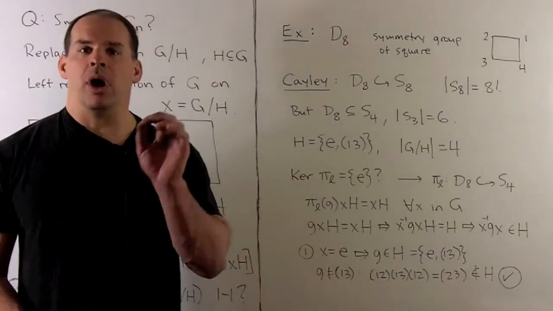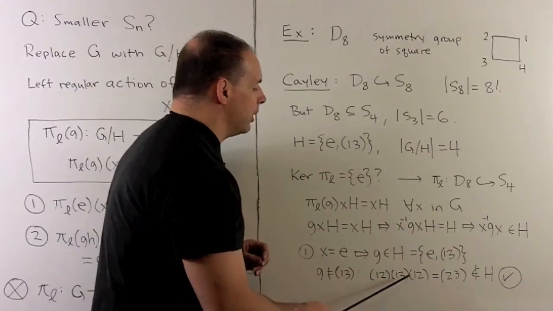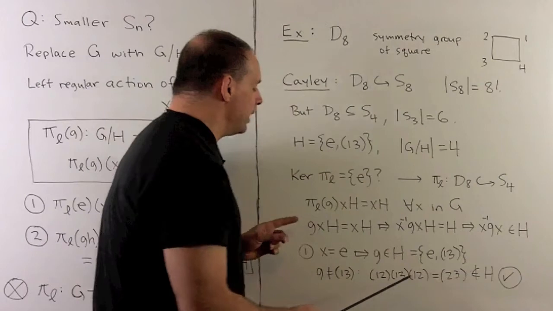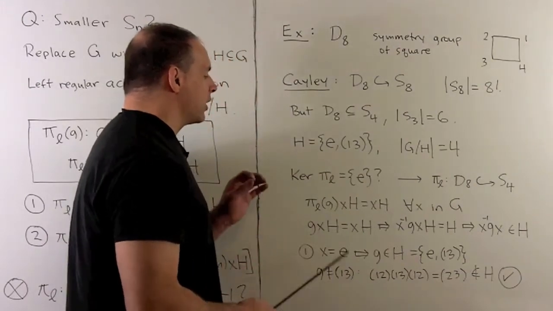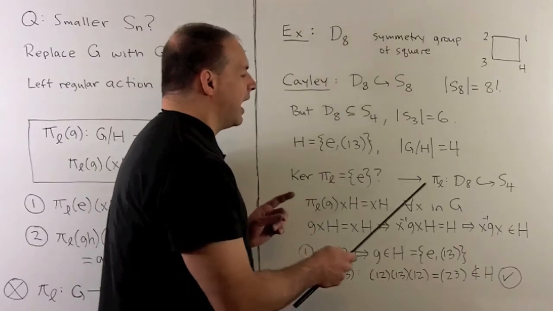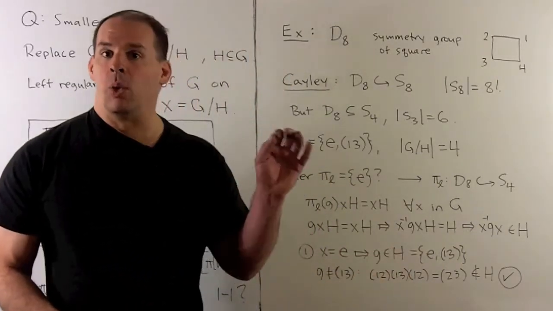If g is equal to (1 3), well, I can just conjugate by (1 2), and we notice we get (2 3), and that's not in H. So that means (1 3) is not going to be in this kernel. So that means the only thing in here is the identity, and this map is now going to be an embedding. It'll be 1 to 1.